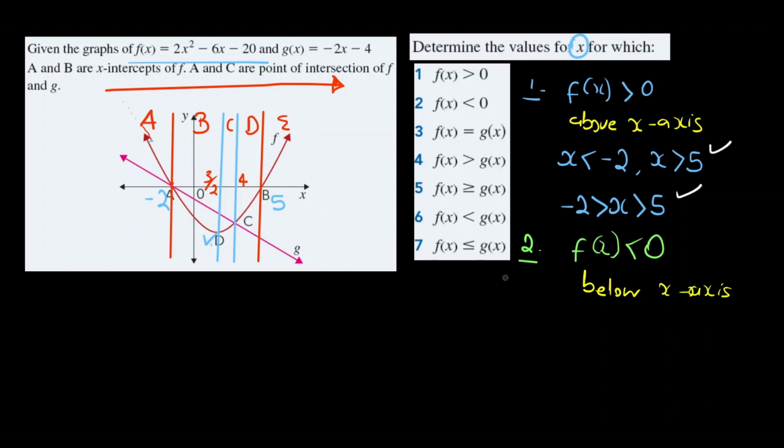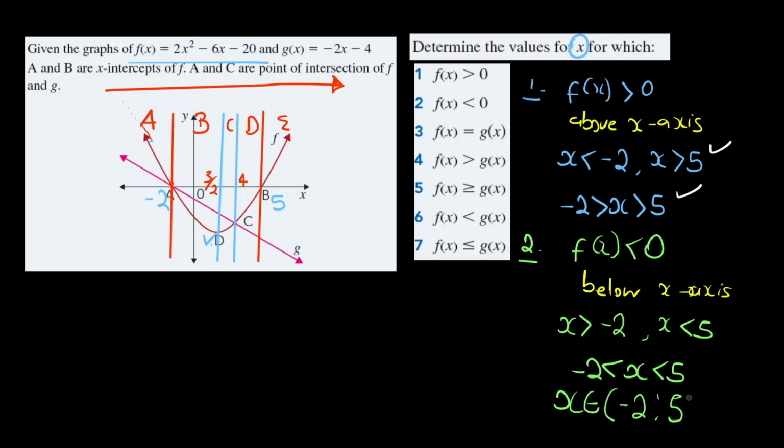Meaning that how do we represent that mathematically? Mathematically, the answer would be, we're saying that it's on the right hand side of -2, so it will be greater than -2, because all the values on the right hand side of -2 are greater, and it will be on the left hand side of B or 5, meaning that x will be less than 5. So we can represent this by saying x is less than 5, and x is greater than -2, or in this instance we can say x is an element of soft brackets -2 and 5, because it's between these two values.